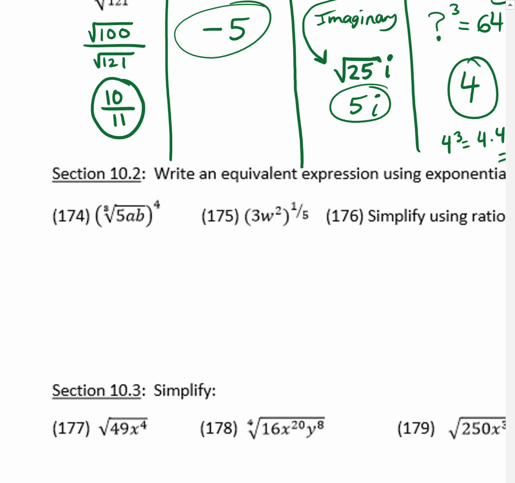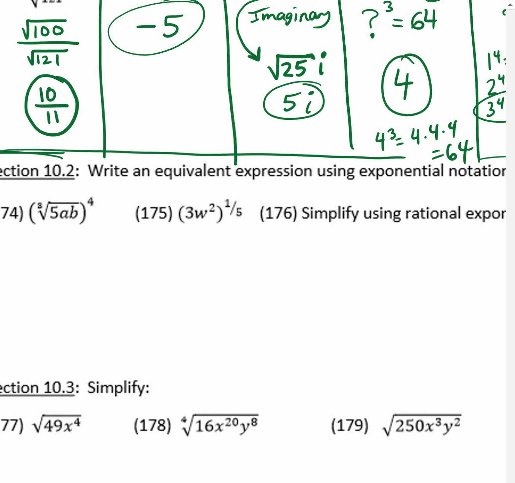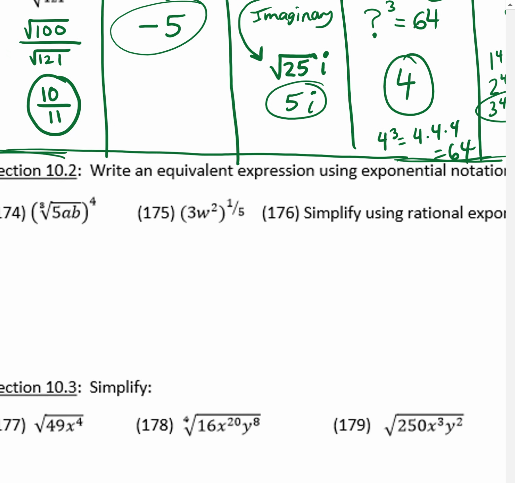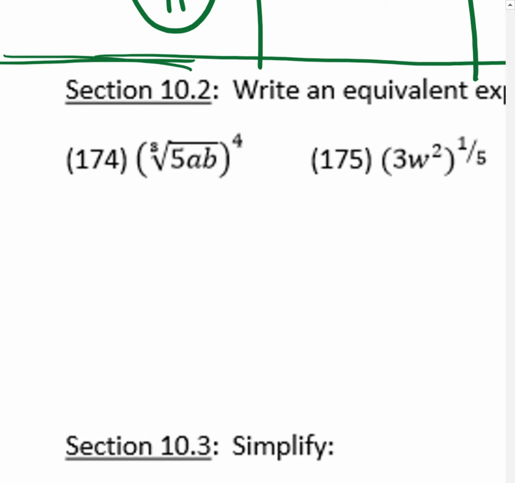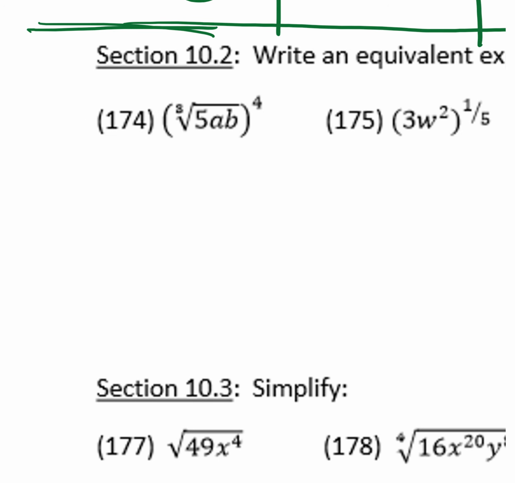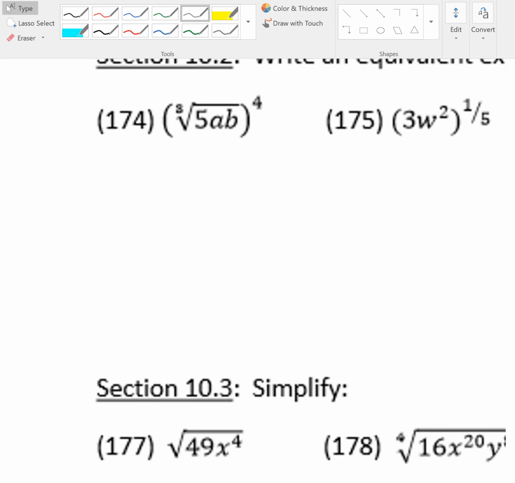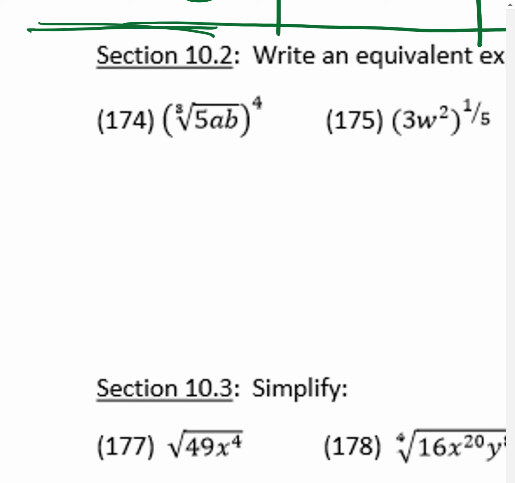So section 10.2, this stuff is saying they just want you to write an equivalent expression using exponential notation. So for example, in number 174, we're not really trying to see what the cube root of 5ab to the fourth power is. All they want us to do is rewrite it. We're not really trying to figure out what it is like in the previous problems.